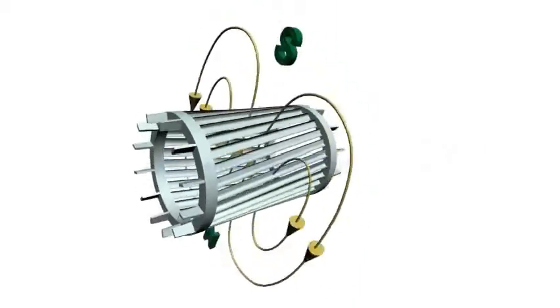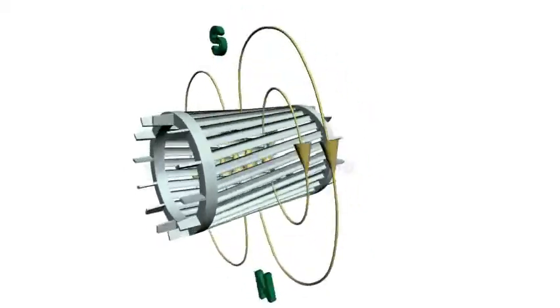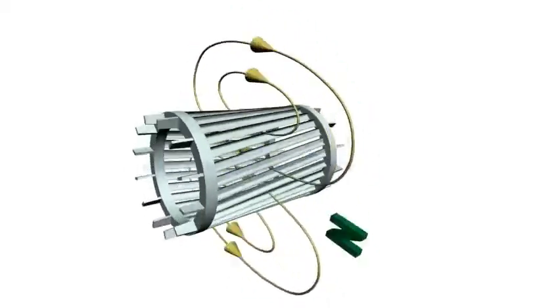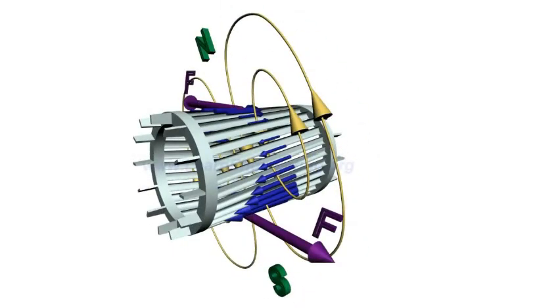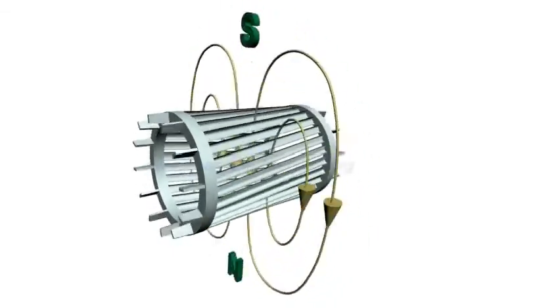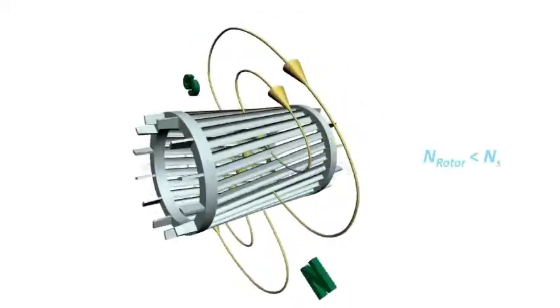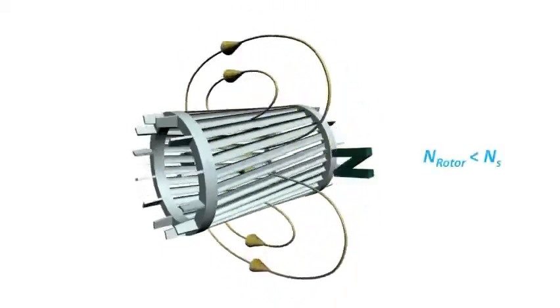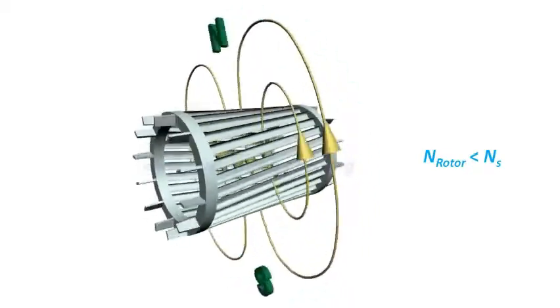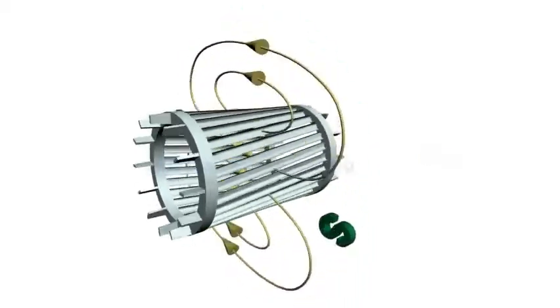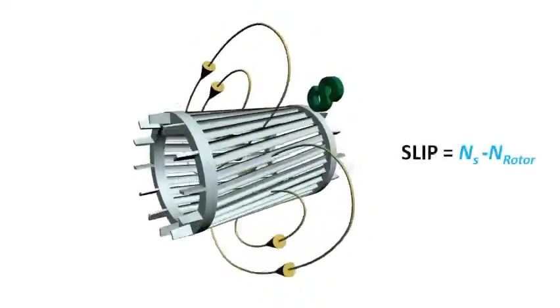But as it slows down, rotor loops will experience a varying magnetic field. So, induced current and force will rise again. And the rotor will speed up. In short, the rotor will never be able to catch up with the speed of the magnetic field. It rotates at a specific speed, which is slightly less than synchronous speed. The difference between synchronous and rotor speed is known as slip.